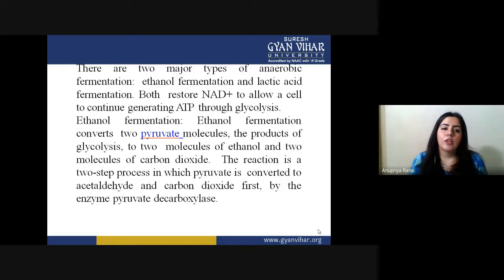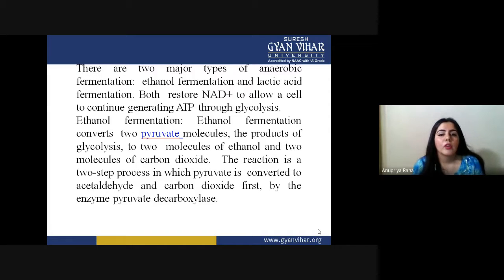There are two types of anaerobic fermentation. First is ethanol fermentation and second is lactic acid fermentation. So both ethanol fermentation and lactic fermentation come under anaerobic fermentation. Both restore NAD to allow a cell to continue generating ATP through glycolysis. If you remember all the cycles of metabolic activities, you know that NAD can be used to create ATP.